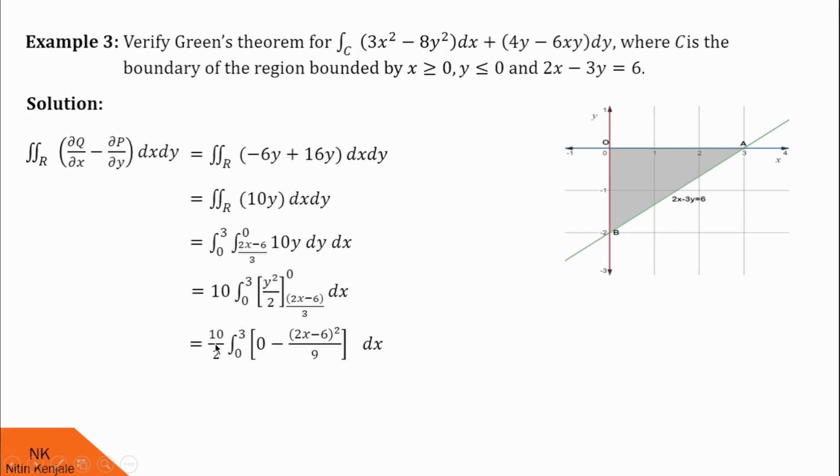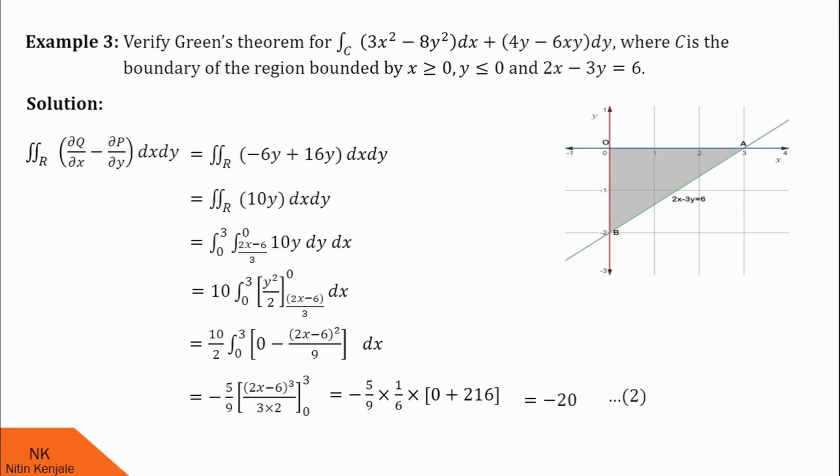10 by 2 is 5. Taking out this 9, we get minus 5 by 9. Integration of (2x minus 6) the whole square is (2x minus 6) whole cube upon 3 into derivative of 2x, which is 2, over the limit 0 to 3. Substituting these limits and simplifying, we get value of this double integration is equal to minus 20. Let us label this as 2.